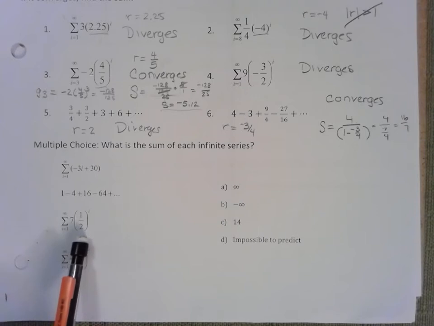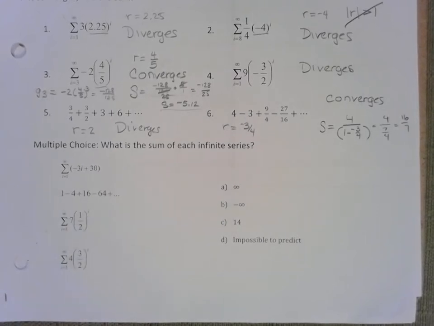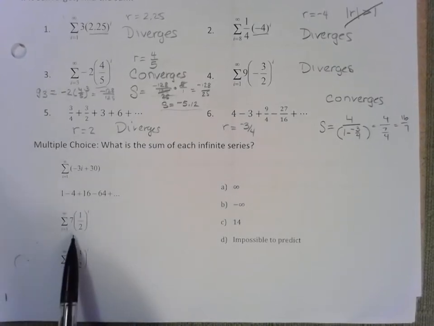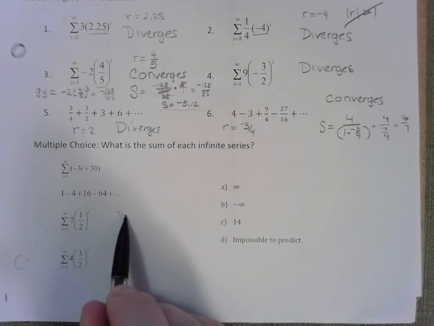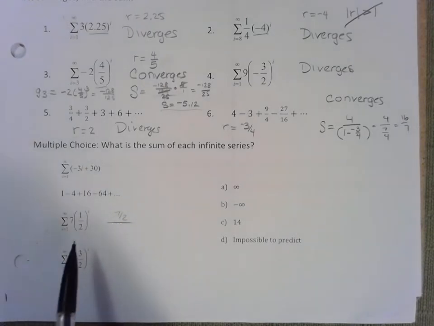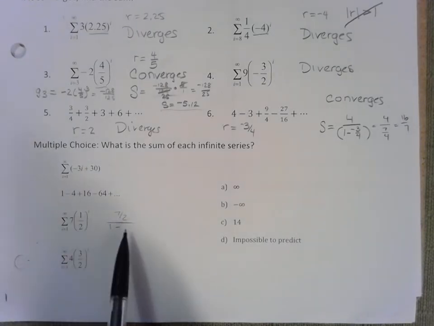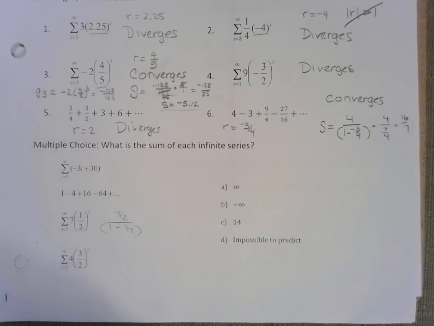Now, this third one looks like geometric also. Which one of these two converges? Well, I think it's this one. This one would converge. Its first term, plug in 1. Its first term would be 7/2, and then it would be divided by 1 minus the ratio of 1/2. So I guess I'll keep, change, and flip.